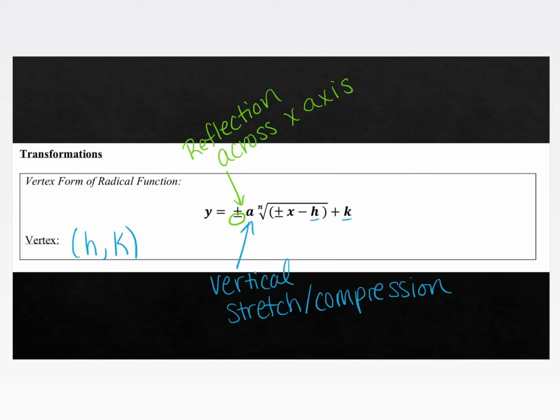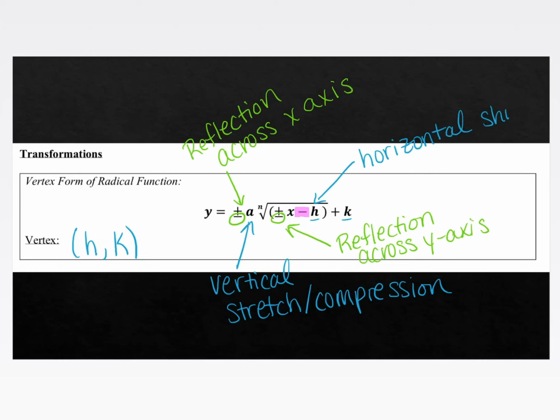Now, moving on to the radicand, what's underneath the radical, we're used to also seeing it positive. However, if it is negative, this tells us that there is a reflection across the y-axis. Now notice here before I move forward, we have x minus h. This is going to come in handy when we look at some examples. So remember that for the vertex form, it's x minus h. This h represents a horizontal shift, and the k represents a vertical shift.